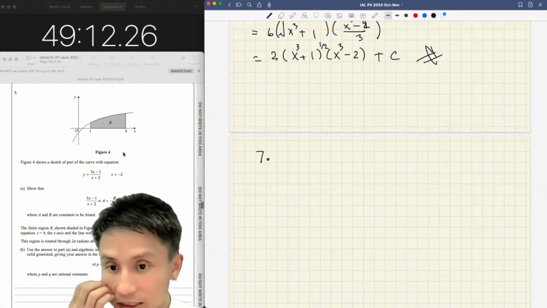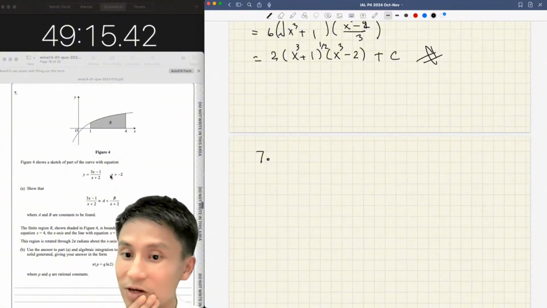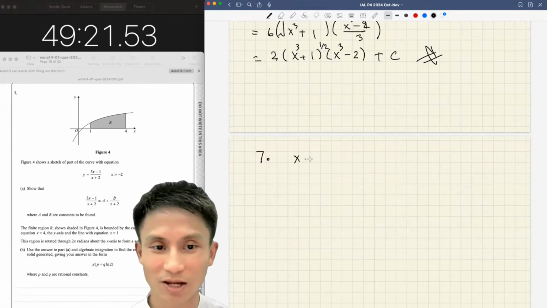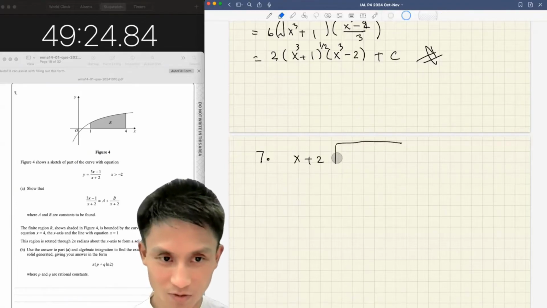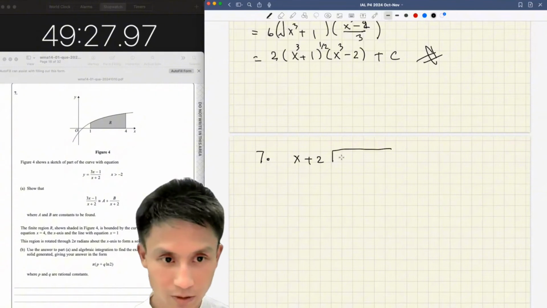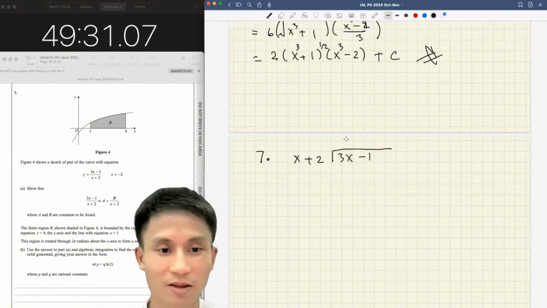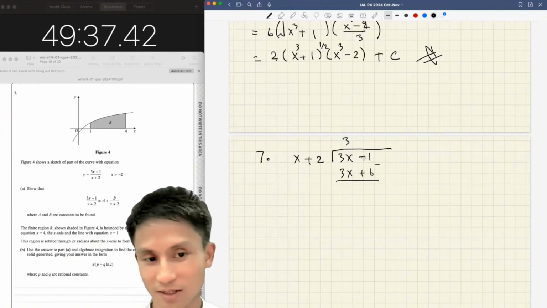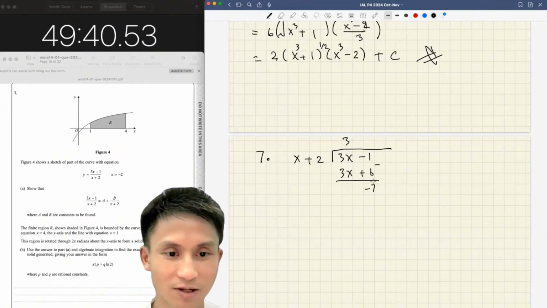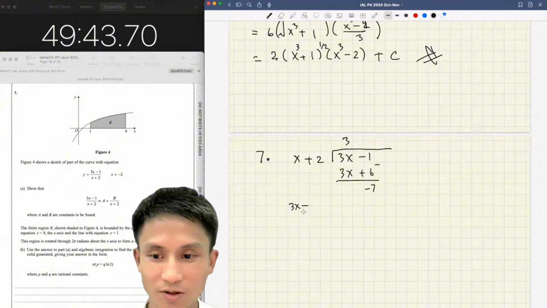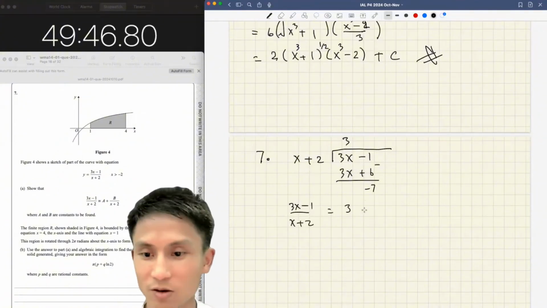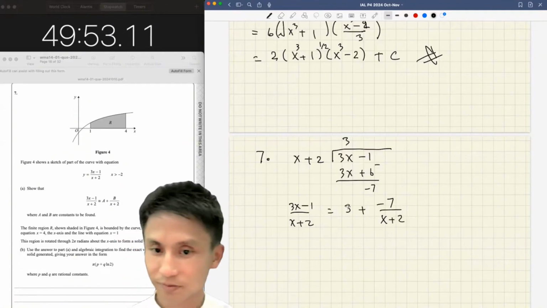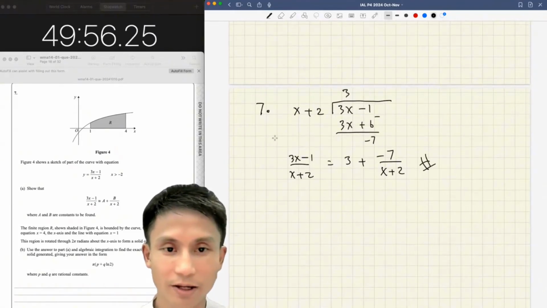Okay, so show that blah, blah, blah, where A and B are constants to be found. Okay, this is partial fraction, so we need to do a long division first for that. I mean, it doesn't seem that long, but anyway, so x plus 2 dividing into 3x minus 1. So this is going to be 3, right? So 3 and then 3x plus 6, subtracting both terms, that goes away, and that would give me -7. So that means 3x minus 1 over x plus 2 will be 3 being the quotient plus the remainder -7 over the divisor x plus 2. That's easy. Okay, that's part A.